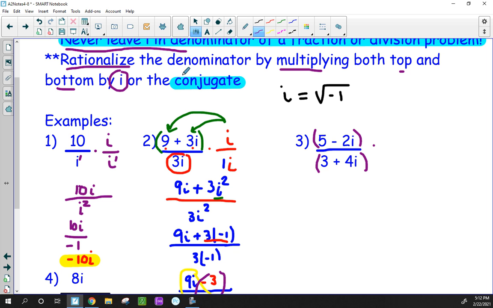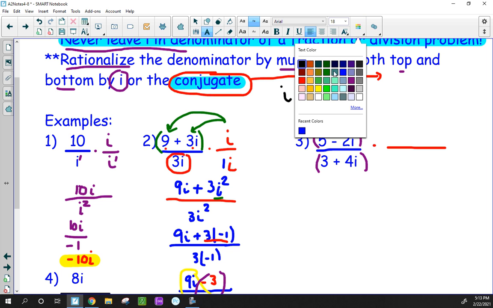Now there's 2 different scenarios here. You either have to multiply by i, which is what I've done on example 1 and 2, or what's called the conjugate. So I told you I'd come back to that word and explain. Conjugate is only going to be used when you have a complex number on the bottom, or 2 terms. In order for you to get rid of this imaginary number, you have to multiply by the conjugate. The conjugate is the opposite sign in the middle.